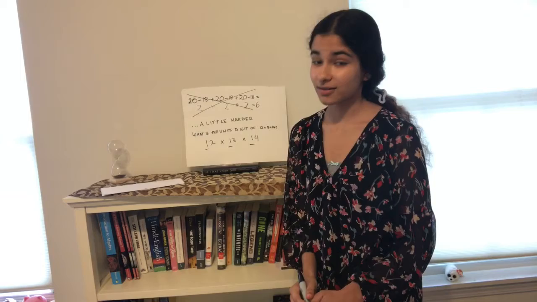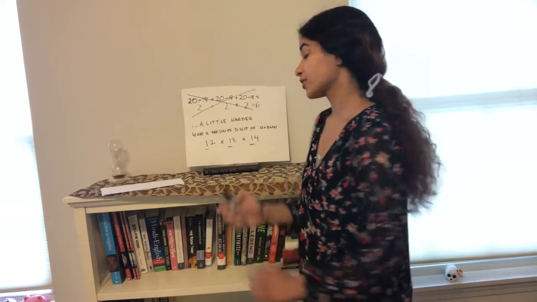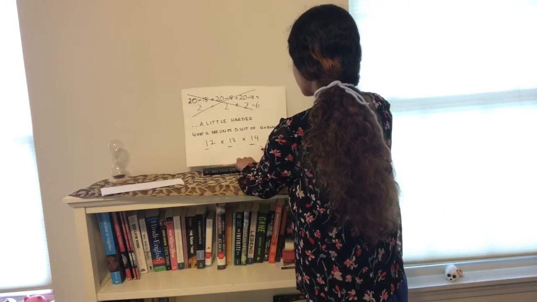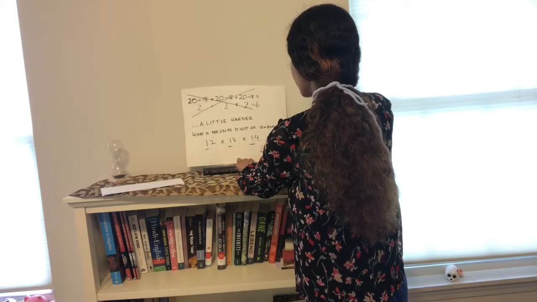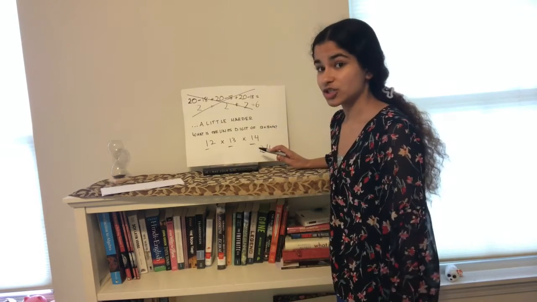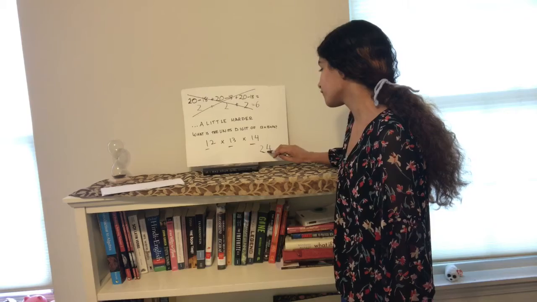2 times 3 is 6, 6 times 4 is 24. So you have a product of 24, and the units digit of 24 is 4.